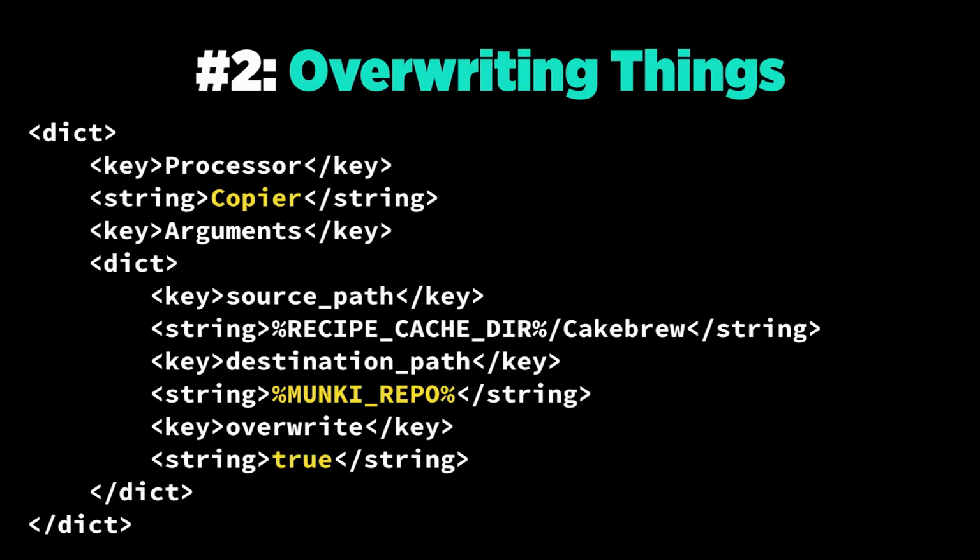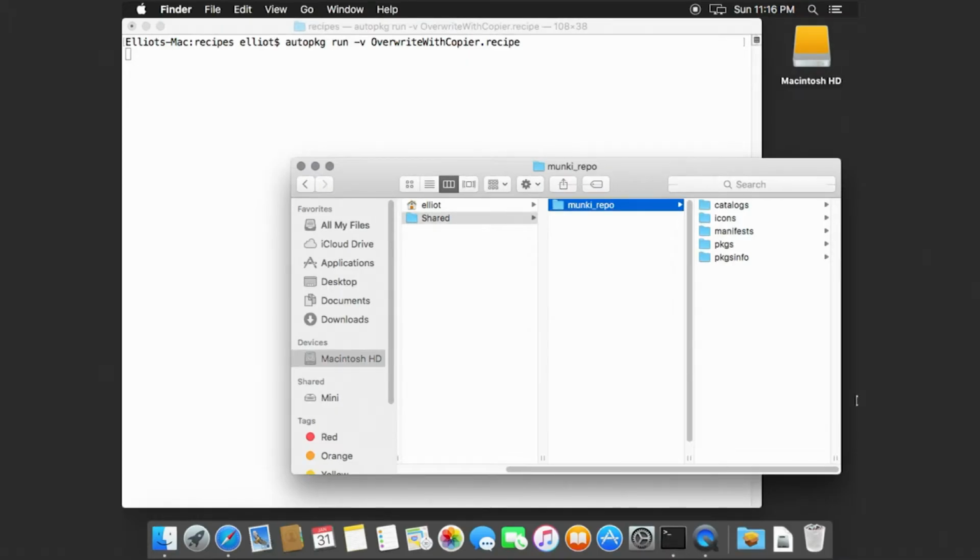So this is a bad situation here. We've got copier with the destination of monkey repo, and overwrite is set to true. Now, somebody who's not familiar with AutoPkg or with monkey might look at this and say, okay, that makes sense. We're copying a new app to our monkey repo, and we want to overwrite the old version, right? No, that's not how this works. That's not how any of this works. That looks like this.